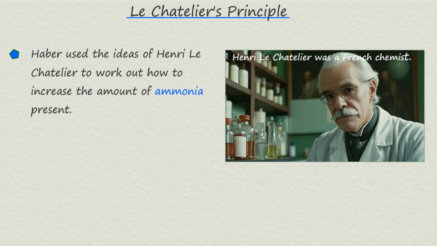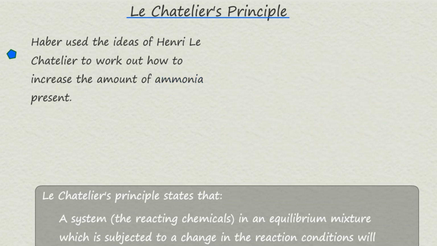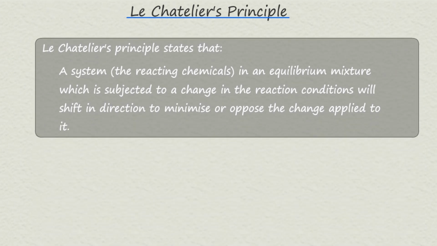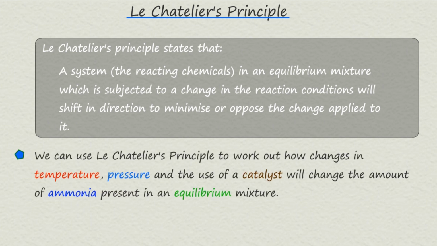Now, Henri Le Chatelier was a French industrial chemist who was best known for his work on chemical equilibrium and for Le Chatelier's principle. This principle states that a system, that is just simply the reacting chemicals, in an equilibrium mixture, which is subjected to change in reaction conditions, will shift in direction so that these changes are opposed or minimized. So let's use Le Chatelier's principle to work out how changing the temperature, pressure, and the use of a catalyst will change the amount of ammonia present in the Haber process.